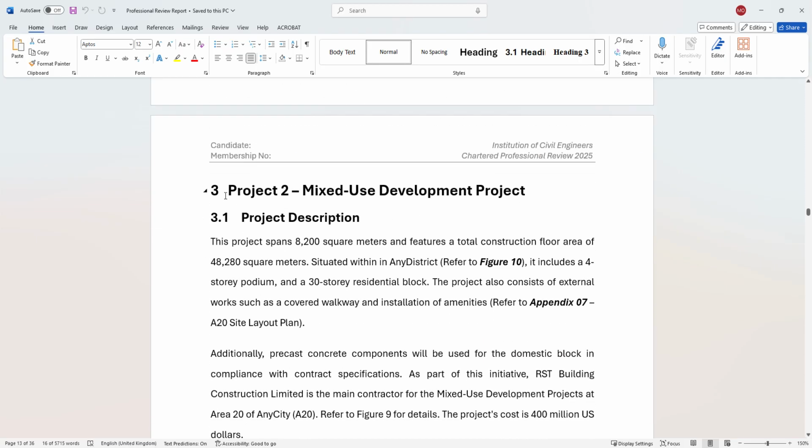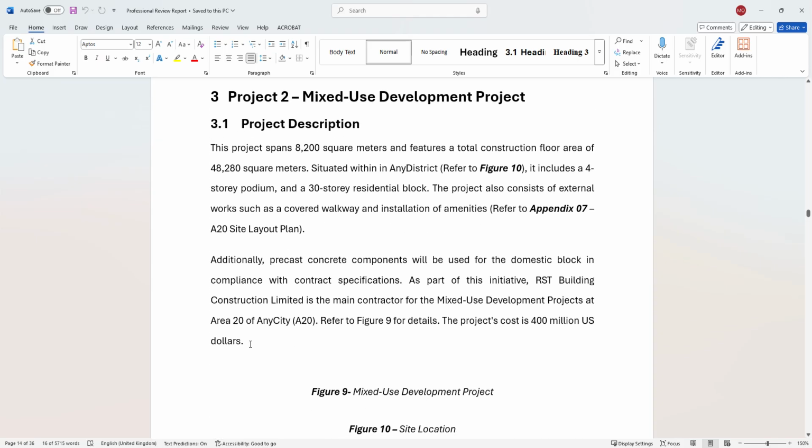And then we go to the second project, which is on section 3. So project 2, the mixed use development project. Again, the candidate starts with a project description in section 3.1. So by reading this section, the assessors know exactly what the project is all about. It also talks about the cost. So it's 400 million US dollar worth of budget.